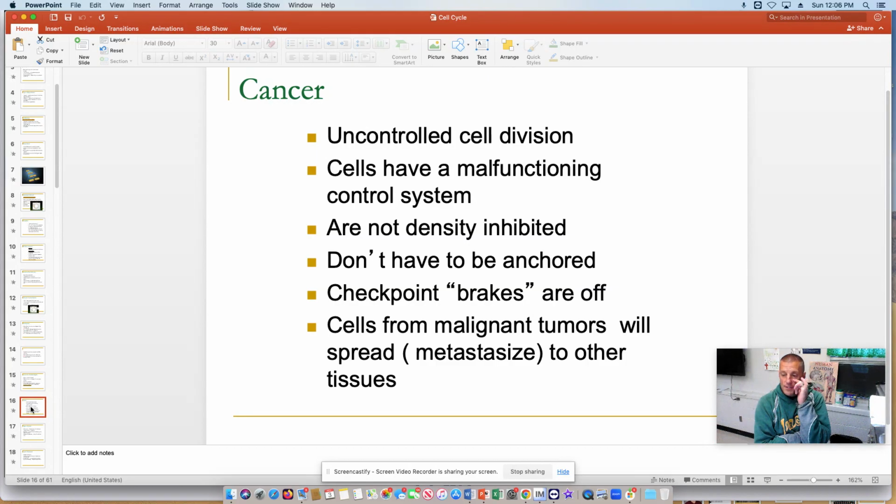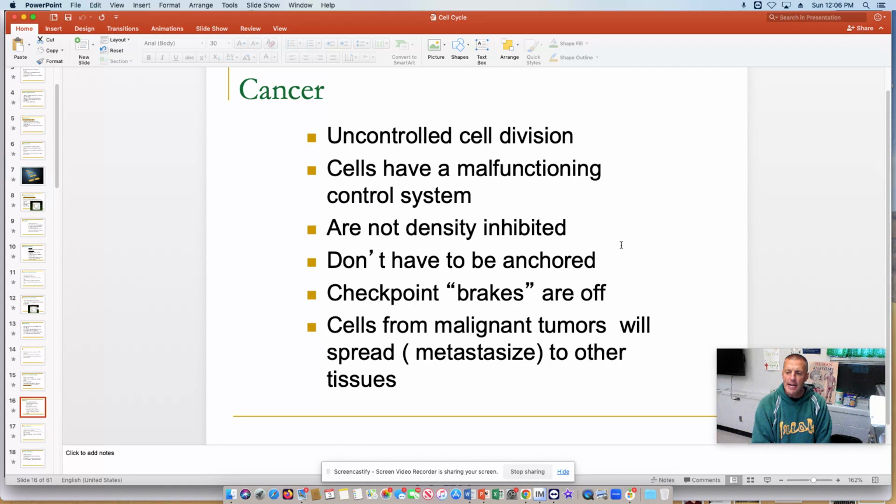Or maybe a more common one that many of you have heard of is when someone has a brain tumor. Sometimes it'll cause loss of balance, loss of consciousness, severe headaches, impaired hearing or speech, or even eyesight, because it's pushing on that part of the brain. Here's what I want you to be aware of: that has to do with the fact that those cancer cells are not density inhibited.